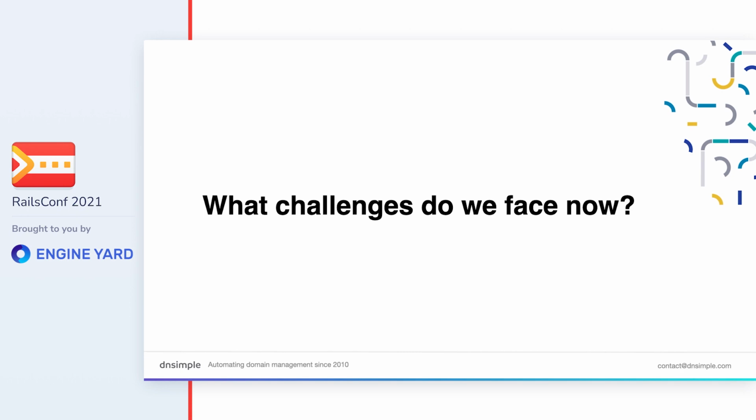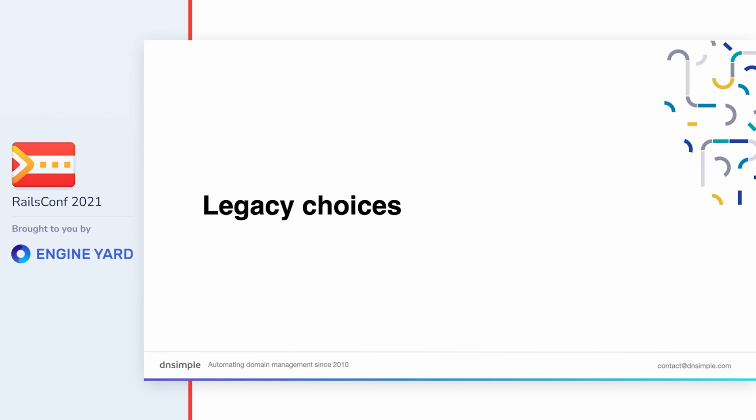What kind of challenges do we face now at DNSimple? And I would say some of these challenges are the exact same ones we've always faced. Our first biggest challenge is going to be dealing with legacy choices. Any decision that you take today, if it remains, is going to be a legacy choice. And some of those decisions can cause a lot of friction in the future.